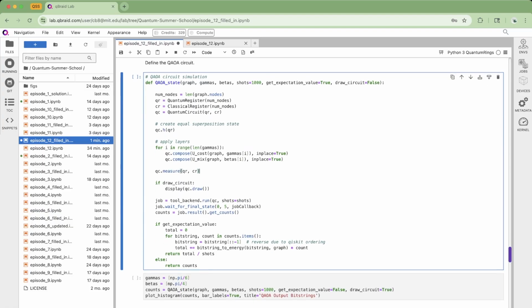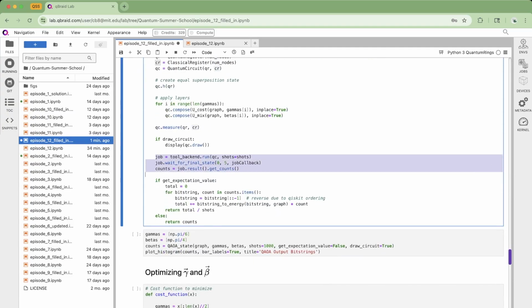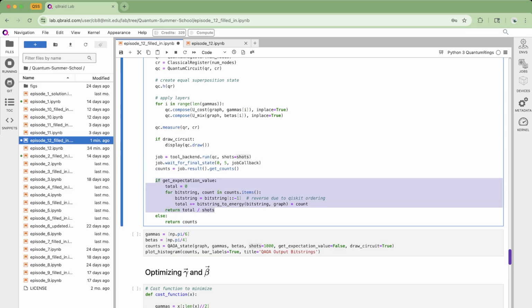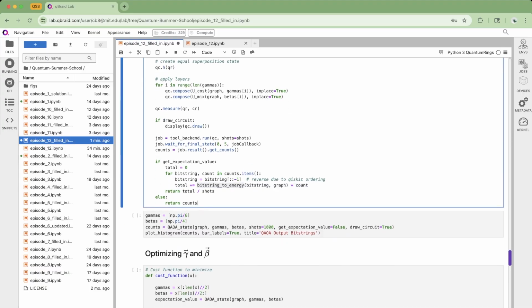And then we're going to measure our qubits, and then we want to run this. And if we were trying to get the expectation value, then we're going to compute the expectation value. So we're going to go through all of the bit strings that we measured, consider its contribution to energy and how many times it was counted, and then divide by the total number of shots to get the average expectation value. Otherwise, we can just return the counts.